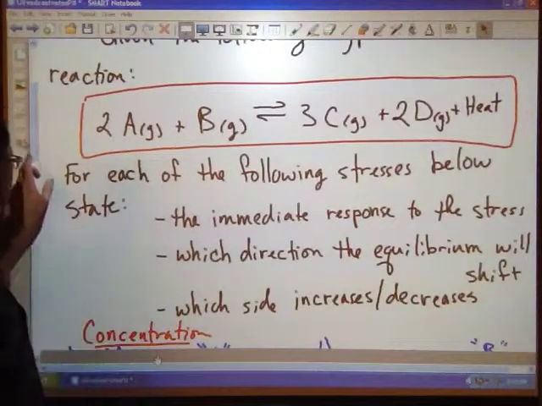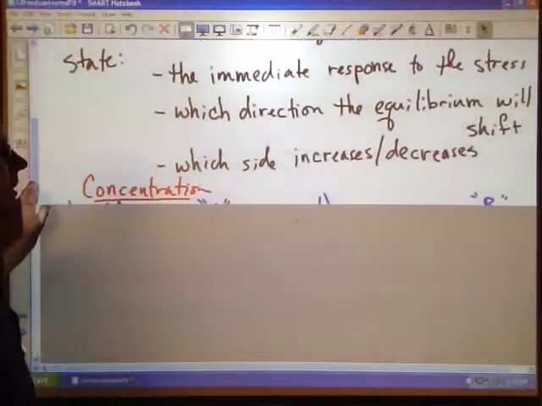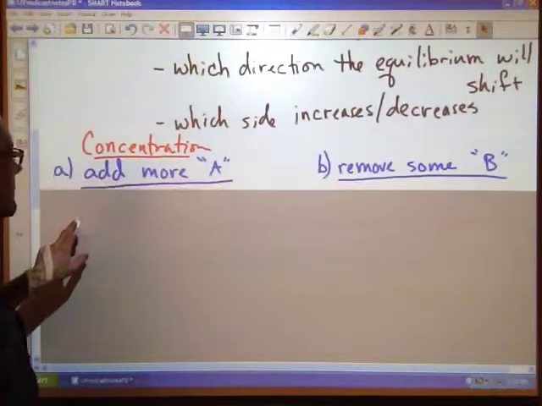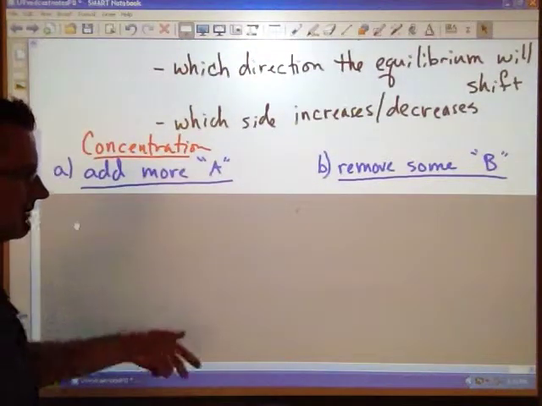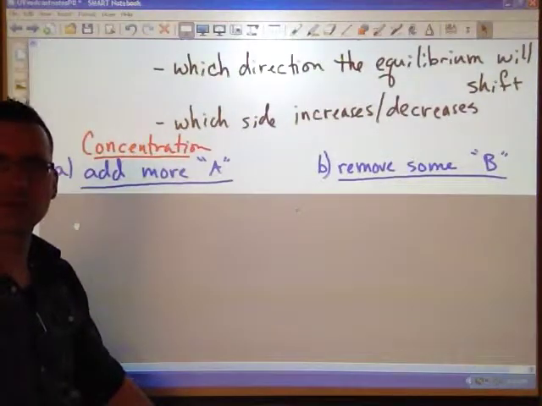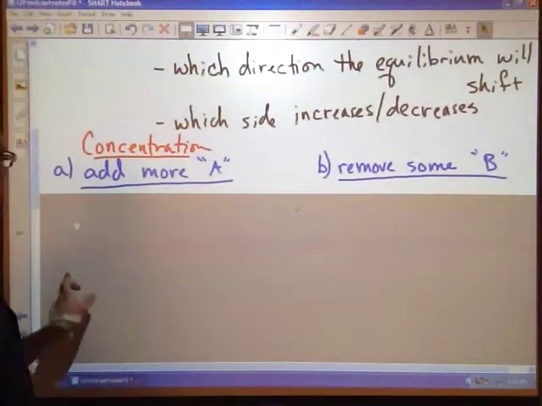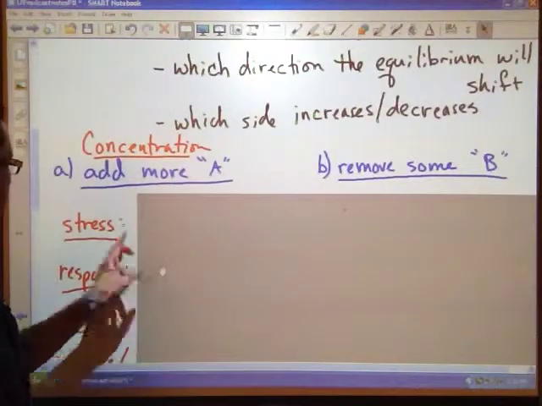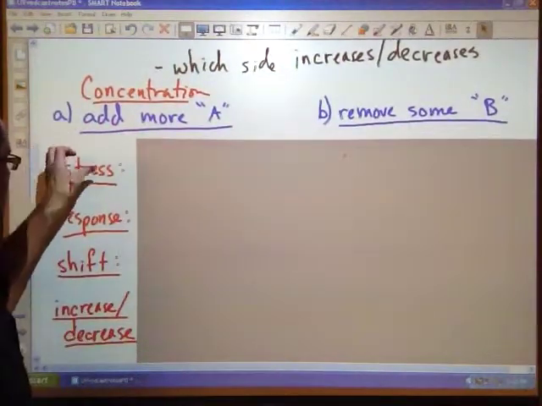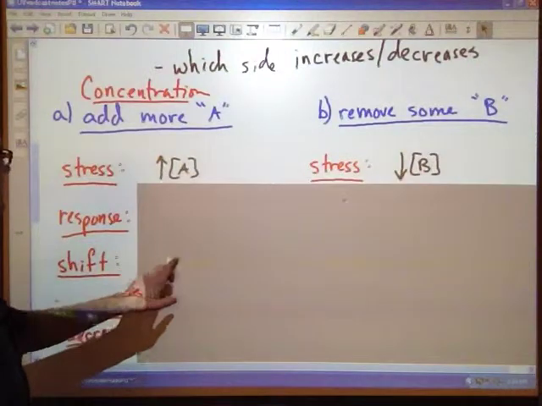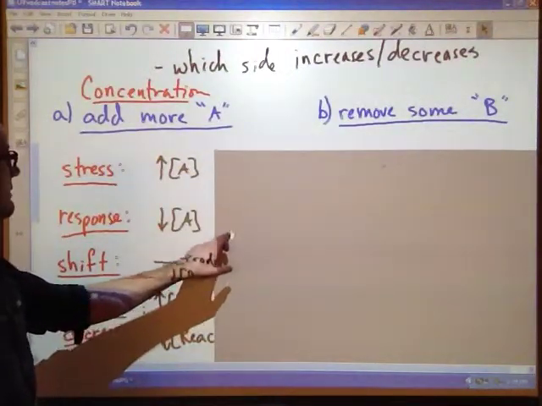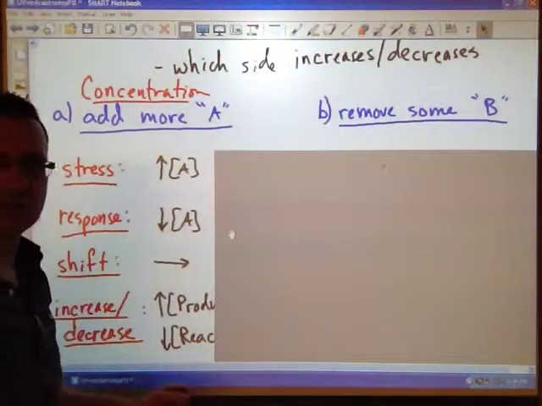Okay? So, first of all, we'll look at a concentration stress. So, adding more B or removing something. So, adding something, removing something. We'll look at the 2 possibilities for each. So, adding more A. So, once again, look at the 4 things. The stress, the response, the shift, and what increases and what decreases.